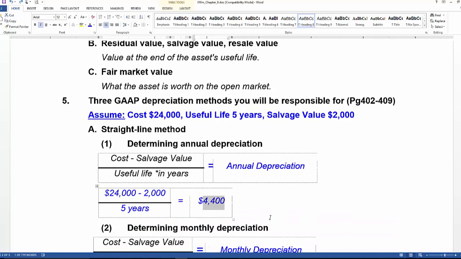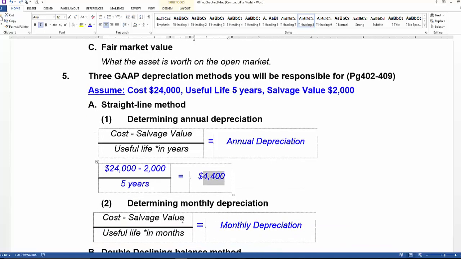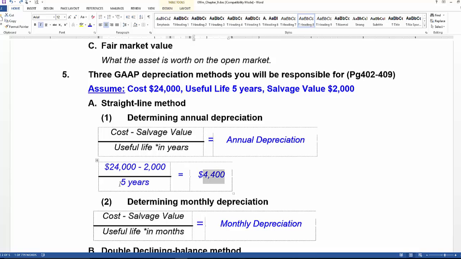How do you do depreciation monthly? Well, you can either take the annual and divide by 12, or you can straight up do it by converting the number of years into months. In this case, that would be 60 months, and we get a number which is kind of a repeating decimal, but that would give you your monthly depreciation.